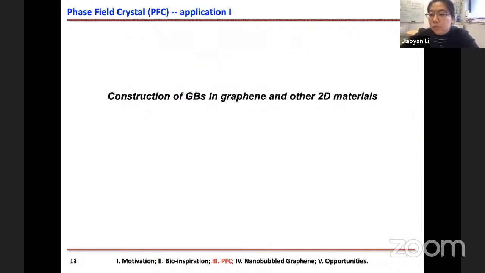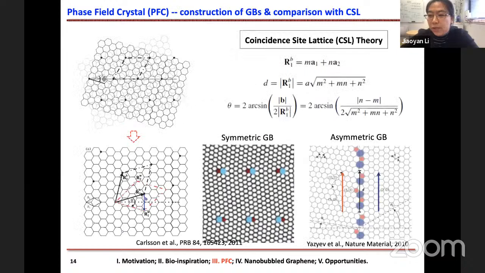In order to demonstrate the applicability of the phase field model to the 2D system, we first would like to use this method to study the grain boundary, to construct the grain boundary. There are many ways to construct the grain boundary in the 2D material for some typical angles or misorientation angles, for example, the symmetric grain boundary or the asymmetric grain boundary.